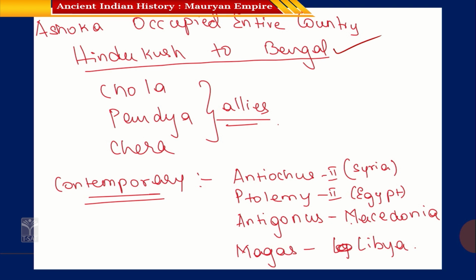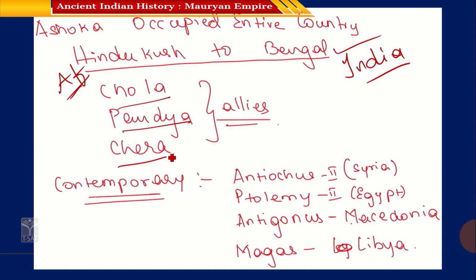Ashoka is also known to have occupied almost the entire area from the Hindu Kush, which is Afghanistan, up until Bengal in India. His allies were Chola, Pandya, Chera in the south. Ashoka declares them as allies. He did not try to occupy them. His contemporaries are Antiochus II in Syria, Ptolemy II in Egypt, Antigonus in Macedonia, and Magas in Libya. This has been asked in previous year questions multiple times. Please remember these.